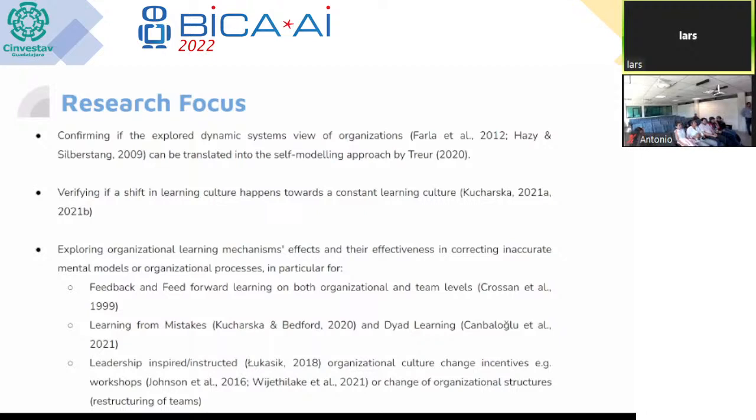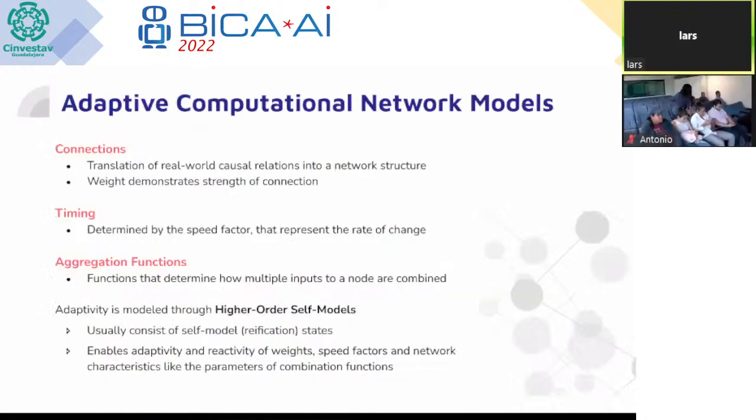To be more precise, we also want to explore the effects of the organizational learning mechanisms themselves and their effectiveness in correcting inaccurate mental models and organizational processes, particularly feedback and feed-forward learning, both on organizational and team level, and learning from mistakes, brought forth by Kucharska, and dyad learning. We also want to see if leadership-inspired or instructed organizational cultural change, like incentives, workshops, or the restructuring of organizational structures, is valuable or effective.